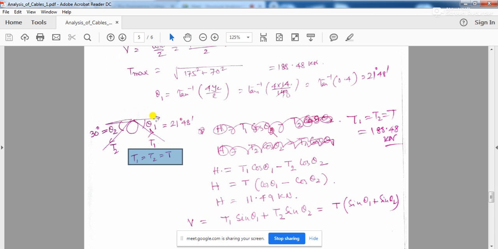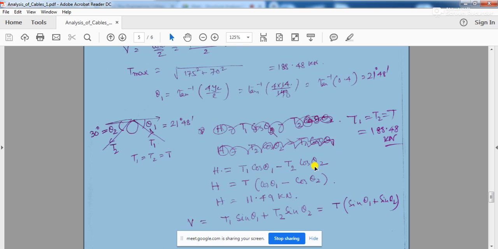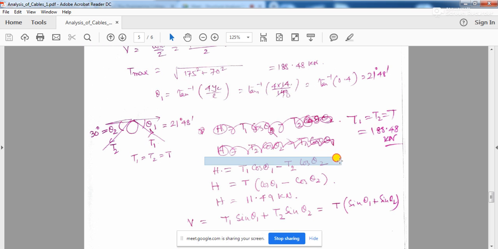then if I resolve this force T1 along the horizontal direction, you are going to get T1 cos theta. So it is in the positive x direction, and this T2, if it is resolved in the x direction, it is T2 cos theta. So it is minus of T2 cos theta. It will act in the negative x direction. So your horizontal component of force which will be acting on the pier will be nothing but T1 cos theta 1 minus T2 cos theta 2.